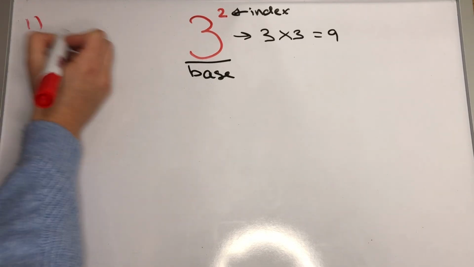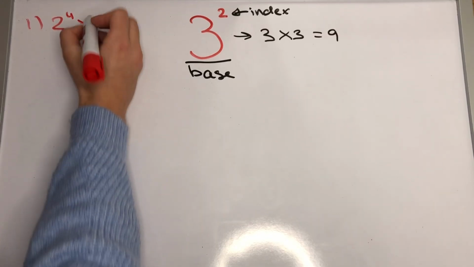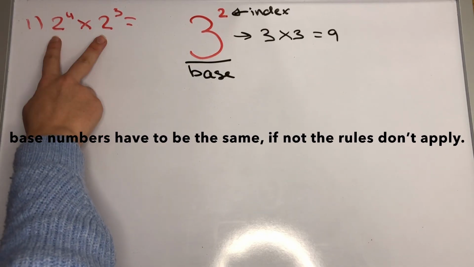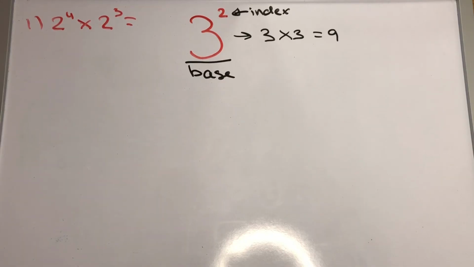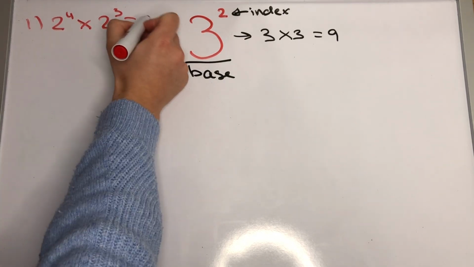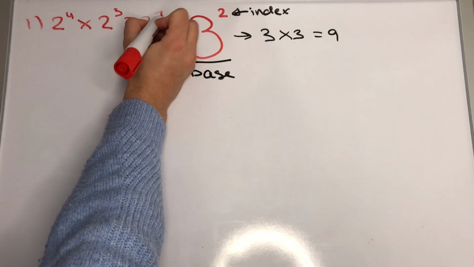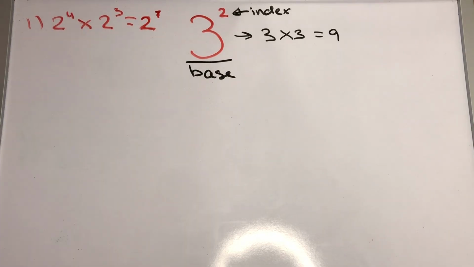Say, for example, you're given 2 raised to the power of 4 multiplied by 2 raised to the power of 3. You have to take into account the base numbers always have to be the same. In every single case, if the base numbers are not the same, the rules are useless. They're inefficient and they don't apply. When the bases are the same and they're multiplying, your answer will have to be the base, but you will take the indices and you will add them. So 4 plus 3 is 7, and that's your answer. So when the base numbers are the same, you take the indices and you add them.